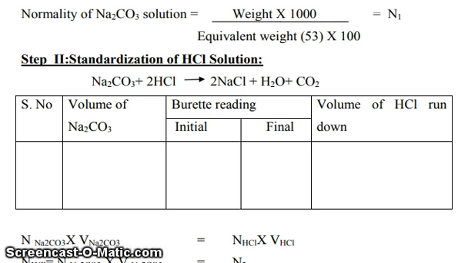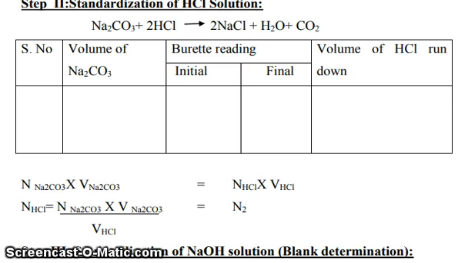Sodium carbonate reacts with HCl, giving sodium chloride, water and carbon dioxide. Just write the serial number, volume of sodium carbonate, burette reading initial and final, and volume of HCl run down. So normality of sodium carbonate into volume of sodium carbonate is equal to normality of hydrochloric acid into volume of hydrochloric acid. So normality of hydrochloric acid is equal to normality of sodium carbonate into volume of sodium carbonate divided by volume of hydrochloric acid, is equal to N2.